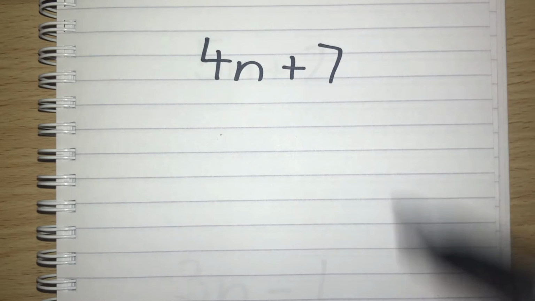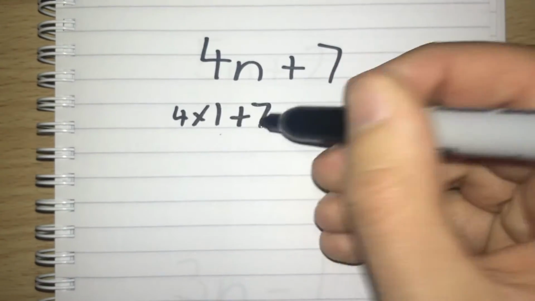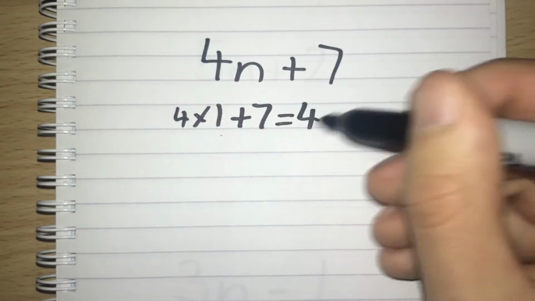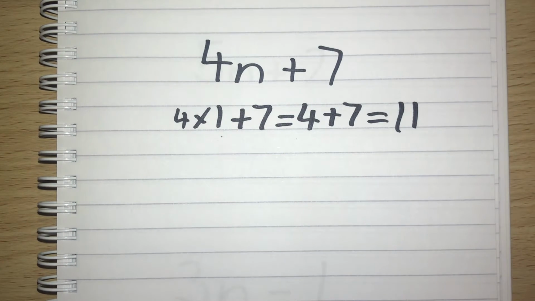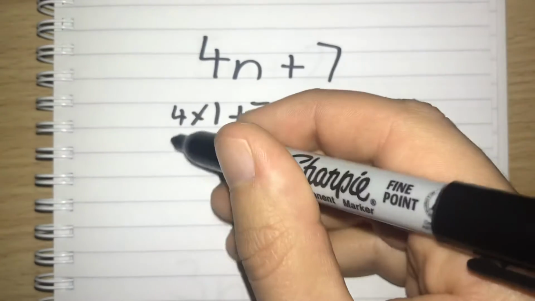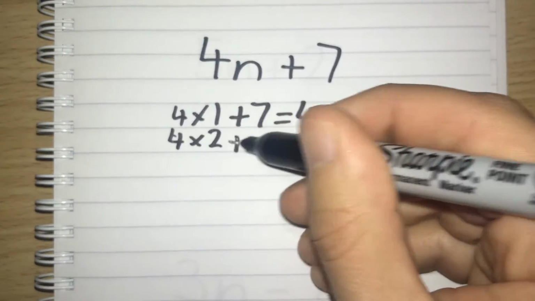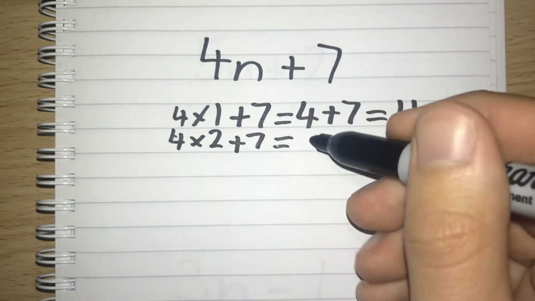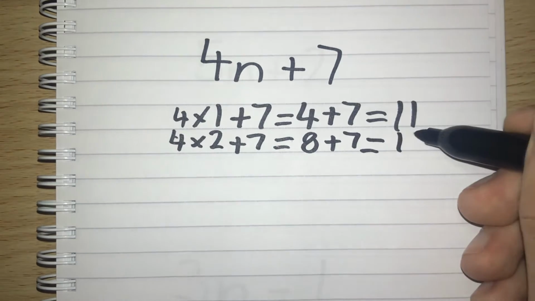So our first term, that's going to be where n is equal to 1. So it'd be 4 times 1 and then add 7. Of course, 4 times 1 gives us 4, and we add 7, that gives us 11. So our first term would be 11. Our second term, that's where n is going to be 2. So we do 4 times 2. Again, we add 7. 4 times 2 gives us 8, and we add 7, and we get 15.